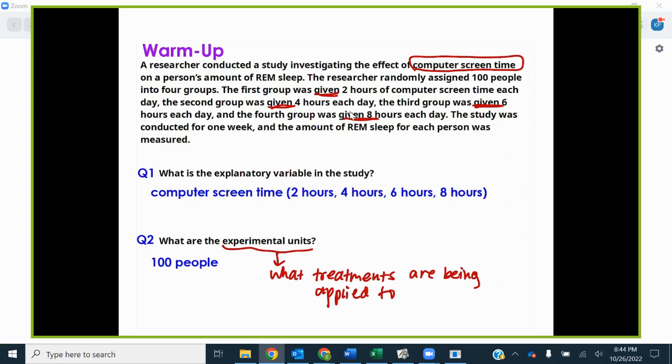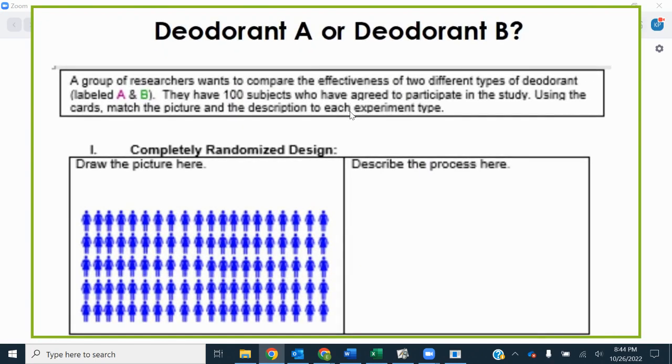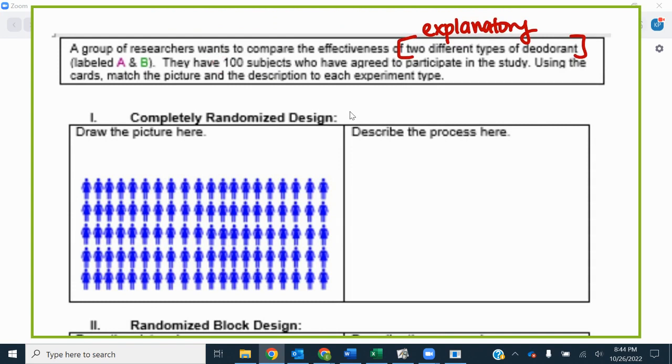Okay, moving right along, we're going to do our lesson on deodorant A or deodorant B. So, a group of researchers wants to compare the effectiveness of 2 different types of deodorant. That will be our explanatory variable. They have 100 subjects. These would be our experimental units. Who agreed to participate. Oh, and then our 2 types of deodorant A and B are going to be our treatments.